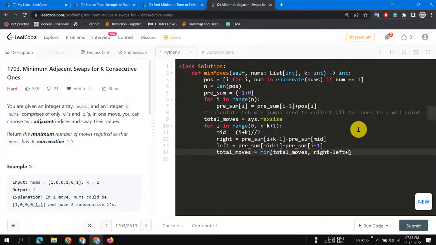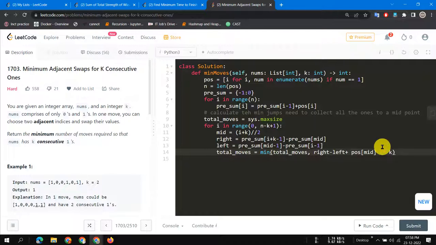And this will be my right minus left plus, as I already told you, we added an extra mid when it was odd. When it was even, we had added an extra mid. So I will do that, right? So plus the position of mid, as we have to add that index point, mid index point, right?